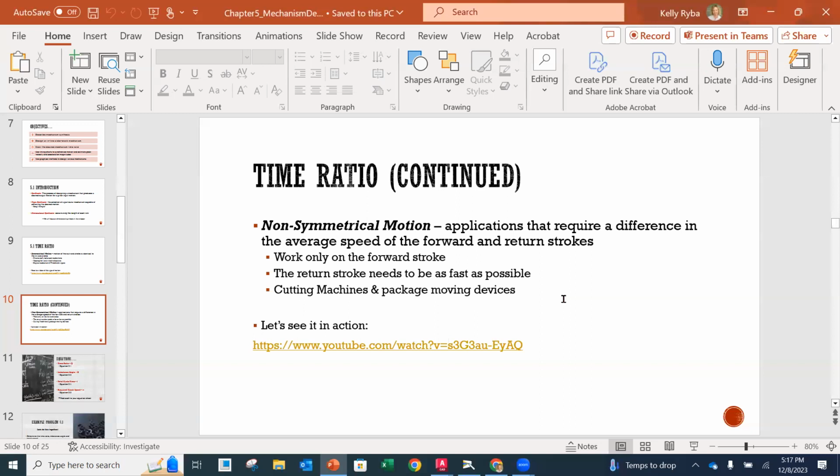So cutting machines or package moving devices, once they move it, that's the work that they needed to do. They can come back and they can go kind of fast on the return, and then they can move and then come back fast on the return. Cutting machines as well, in that one direction is where they're doing the work, and then you can return quickly. So here is an example of one of those.